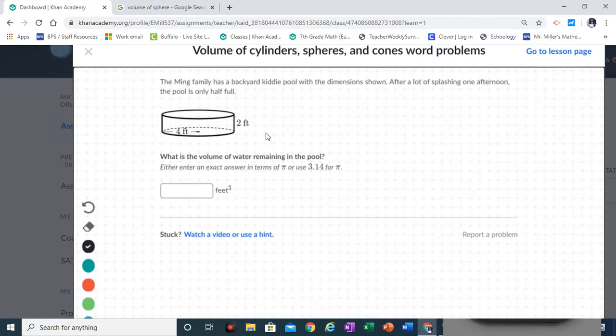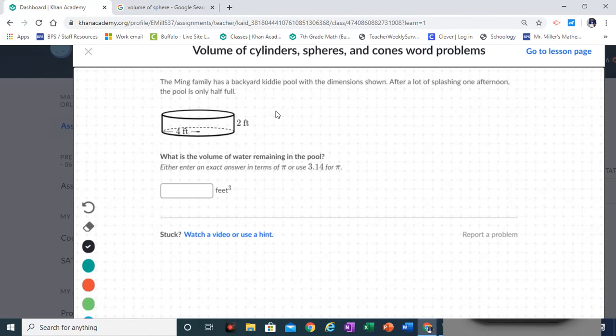Okay, cylinder problem. The Ming family has a backyard kiddie pool with the dimensions shown. After a lot of splashing one afternoon, the pool is only half full. What is the volume of water remaining in the pool?